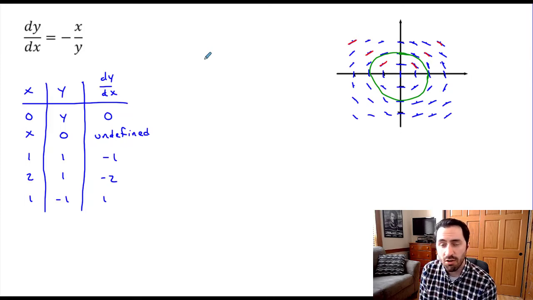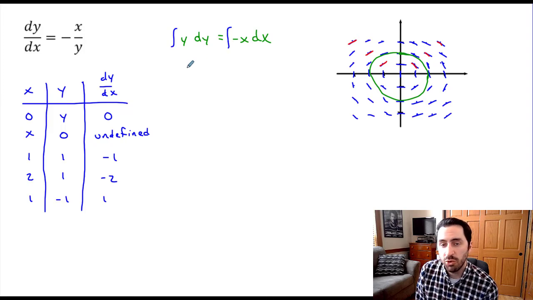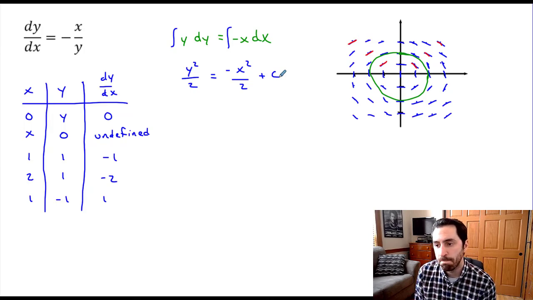Now let's just solve this, take a look at what our general solution is so we can verify that that's what it's supposed to look like. So separating the x's and the y's, we'll have y times dy is equal to negative x dx. And taking the integral of both sides, using our normal antiderivative rules, we'll end up with y squared over 2 is equal to negative x squared over 2, and then our arbitrary constant plus c.